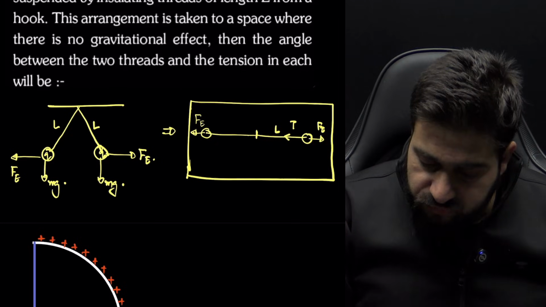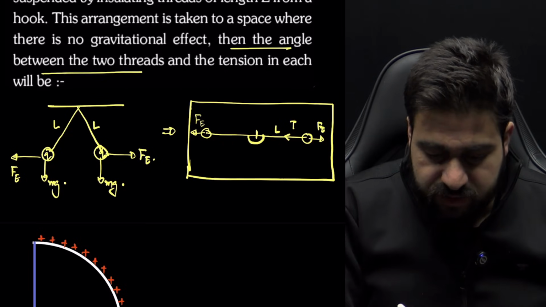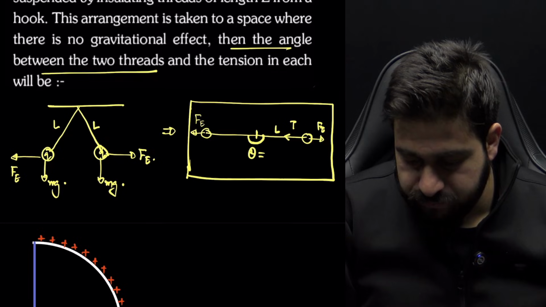Now first, if they are placed in a gravity-free space, what is the angle between the 2 strings? The angle between the 2 threads is 180. Theta is 180.